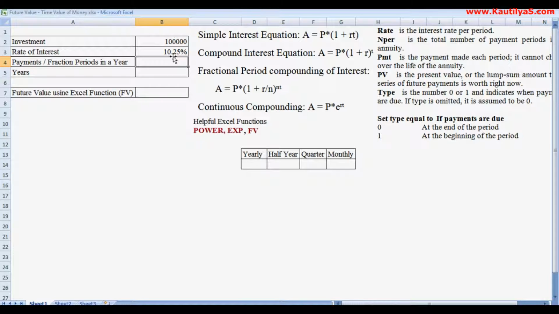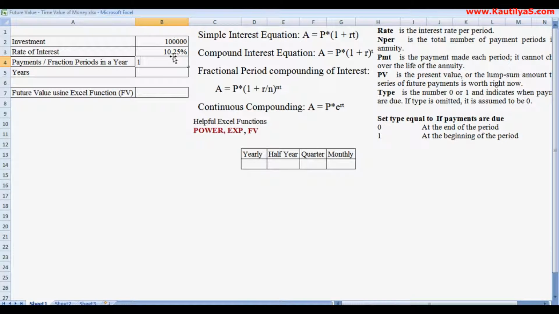And number of payments, fraction payments, in the sense how many times interest is paid to you. If it is annual, once in a year, we enter 1. If it is semi-annual, we enter 2, that is half yearly. If it is quarterly, enter 4. If interest is paid monthly, enter 12. So let us say first we start with annual interest payment, assuming that interest is paid once in a year.